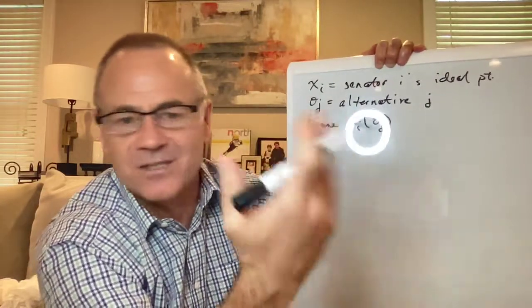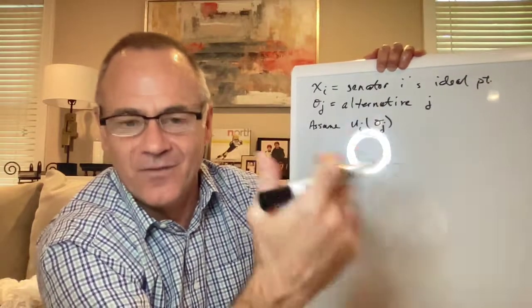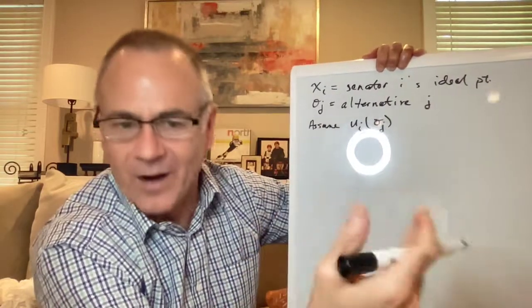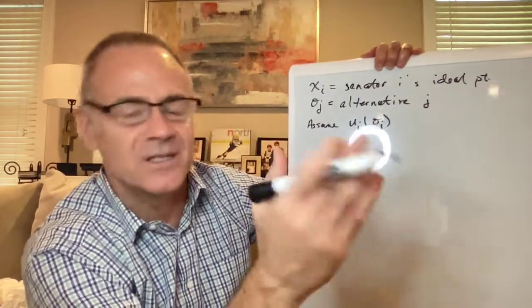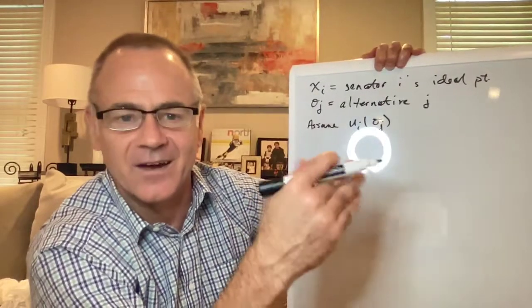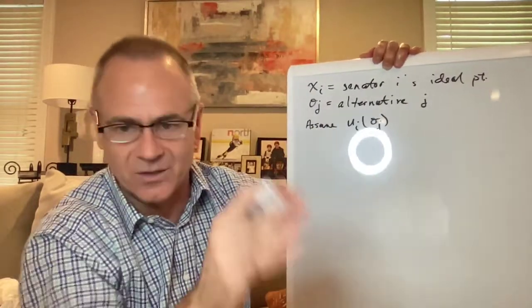So it means they could change their vote and it doesn't affect the final policy. So to get around that, Krehbiel and Rivers say, well, we're going to assume that they're pure position takers. All they care about is what they vote for. So keep that in mind.